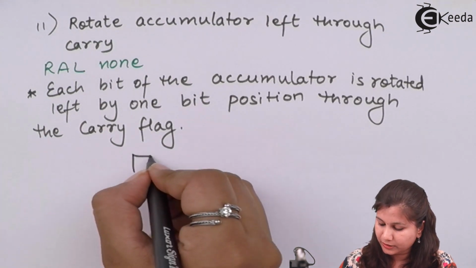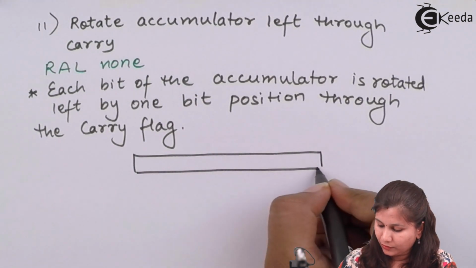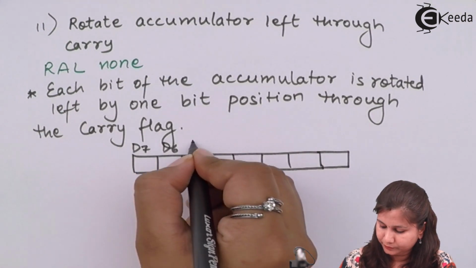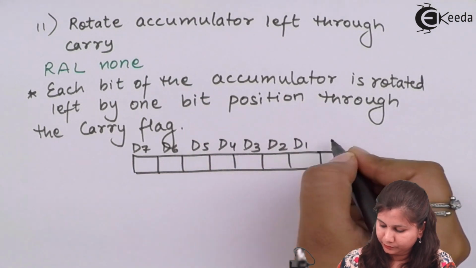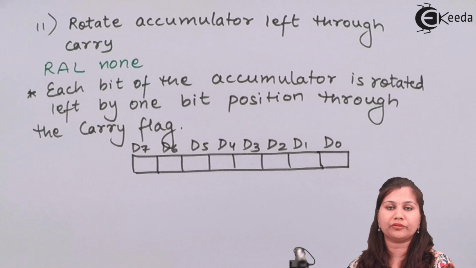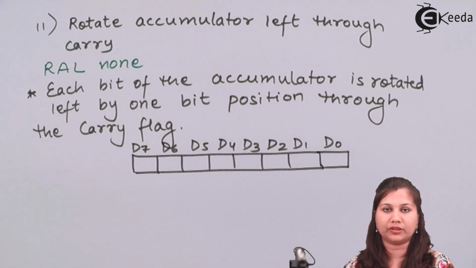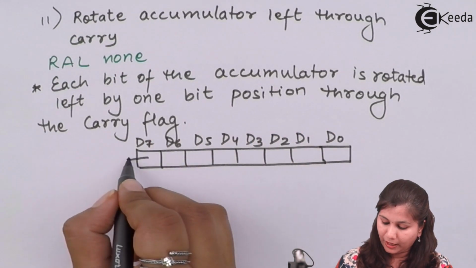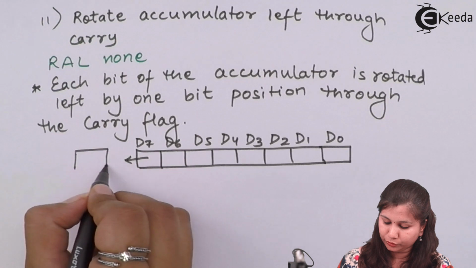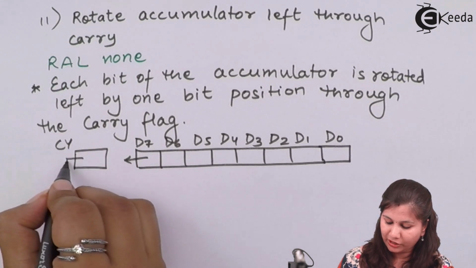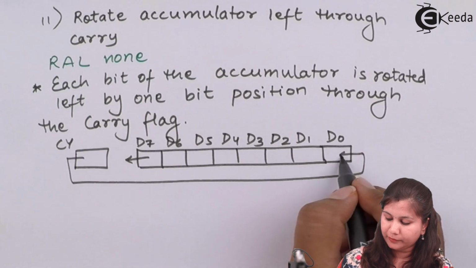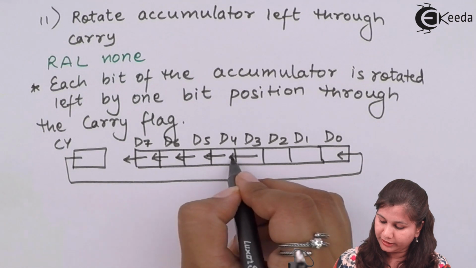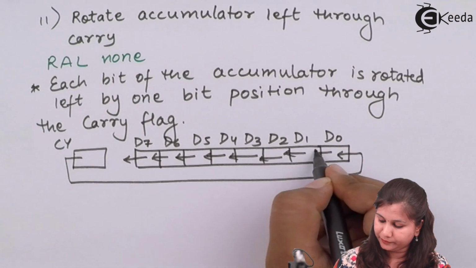Let's see how this operation is performed. Now all the bits have to be shifted to the left-hand side by 1 bit position. The bits are shifted to the left-hand side, but now the D7 bit will be shifted to the carry flag, and the carry flag will become the D0 bit. All the other bits will be shifted to the left-hand side by 1 bit position.